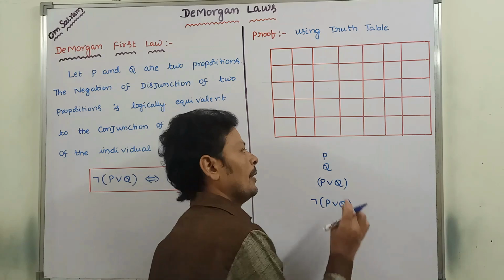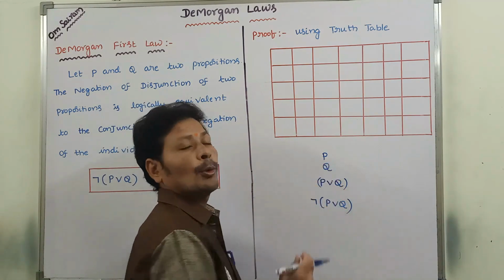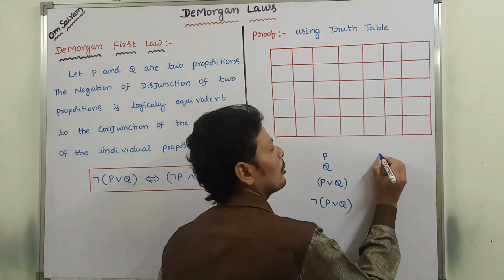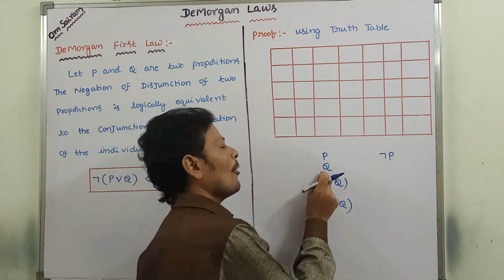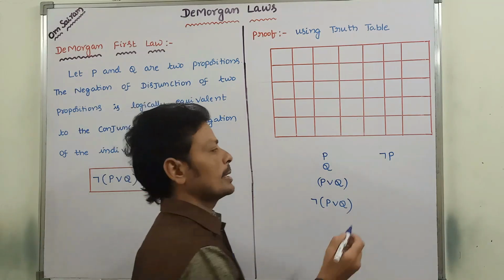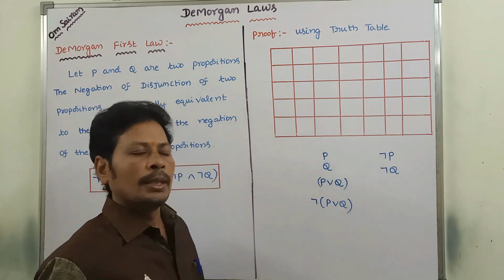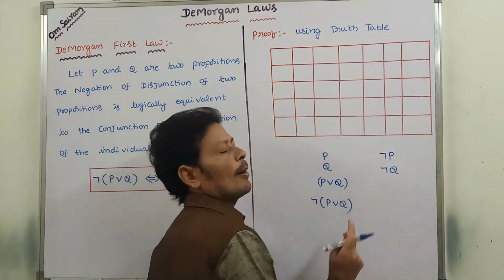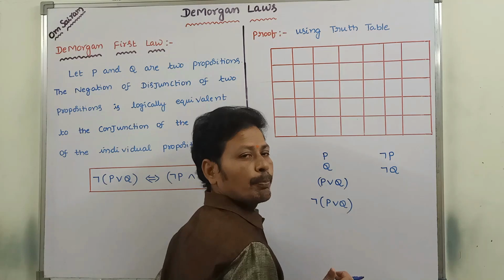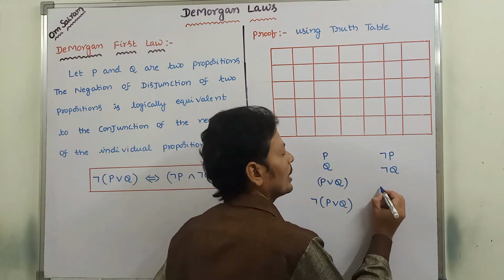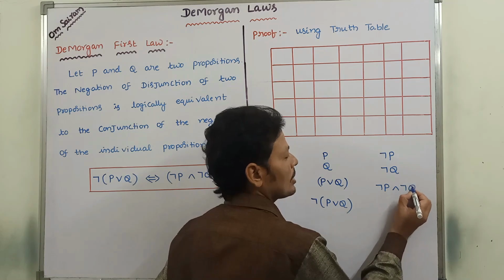Next, the negation of proposition P can be denoted by negation P. Negation of proposition Q is denoted by negation Q. The conjunction of these two propositions, negation P and negation Q, can be denoted by negation P and negation Q.